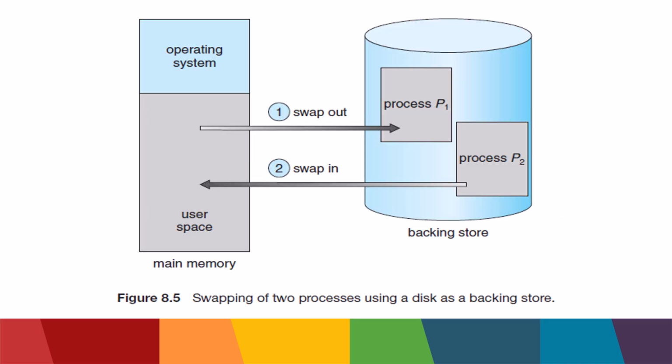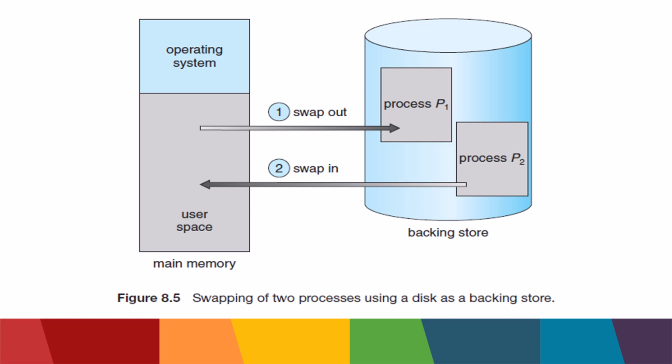Let's take a look at this diagram. Swapping of two processes using a disk as a backing store. This image clearly shows how an operating system manages memory using a technique called swapping. On the left side, we have the main memory, also known as RAM. It is divided into two parts. The operating system area at the top, which always resides in the memory, and the user space below it, where the user processes are loaded and executed.